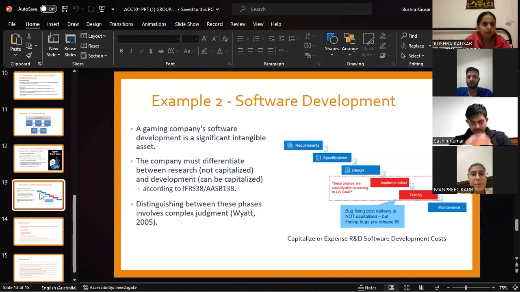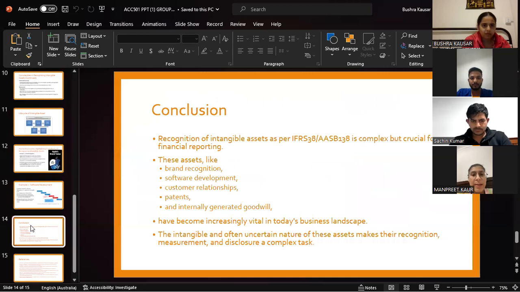Slide 13. Conclusion. Recognition of intangible assets as per IFRS 38 slash AASB 138 is complex but crucial for financial reporting. These assets, like brand recognition, software development, customer relationships, and internally generated goodwill, have become increasingly vital in today's business landscape. The intangible and often uncertain nature of these assets makes their recognition, measurement, and disclosure a complex task. Thank you.